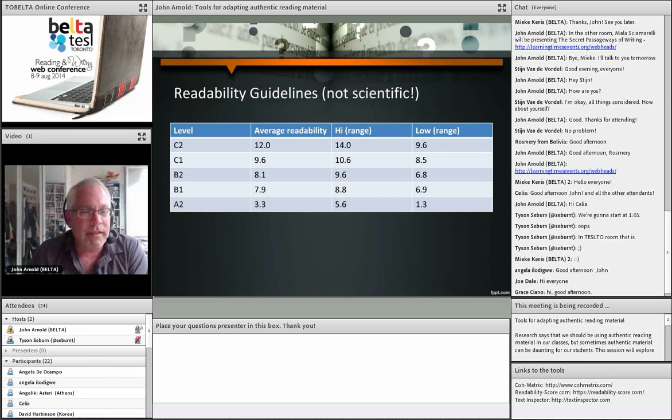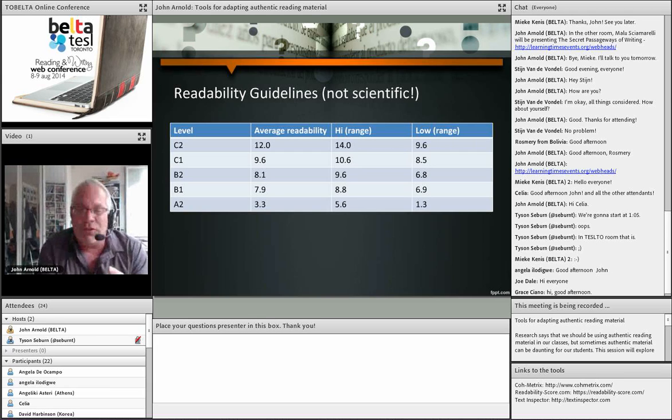And then you can see that they jump up, except here in the middle, C1, B2, B1, they're very similar, or they overlap a little bit. And then there's a huge jump up at the C2 level. My students don't deal with the C1 or the C2 level. They mostly deal with the B1 and the A2 level, maybe a little bit of the B2 level. So it was the last two rows that we were dealing mostly with.